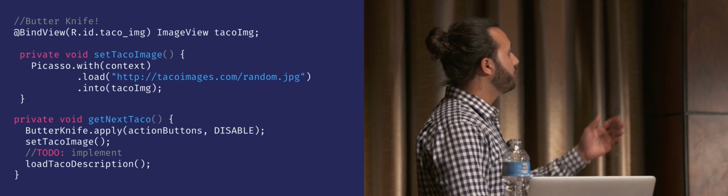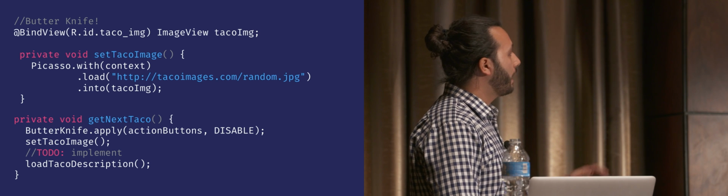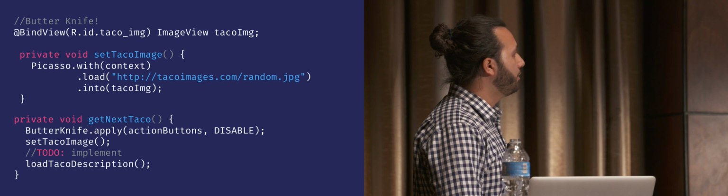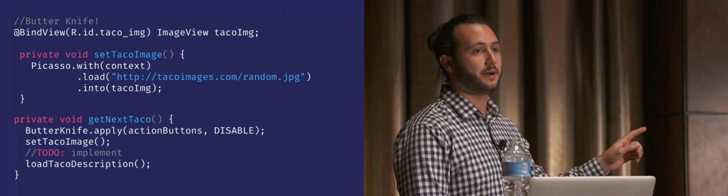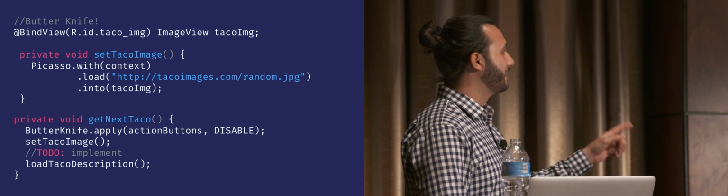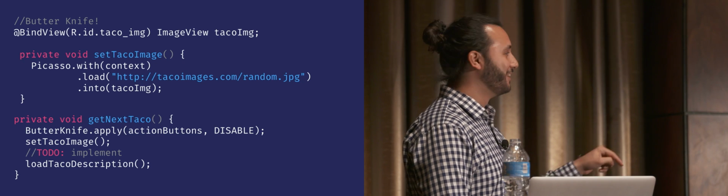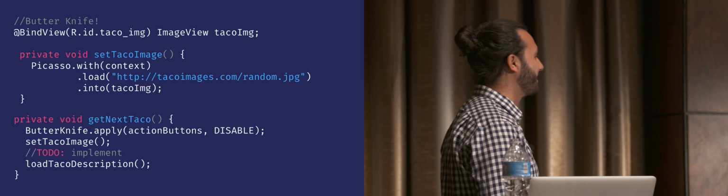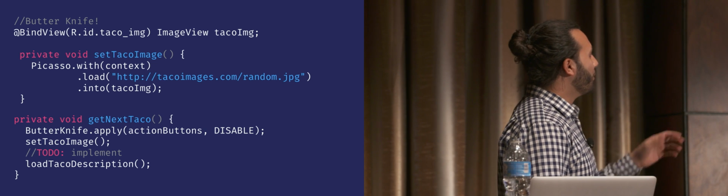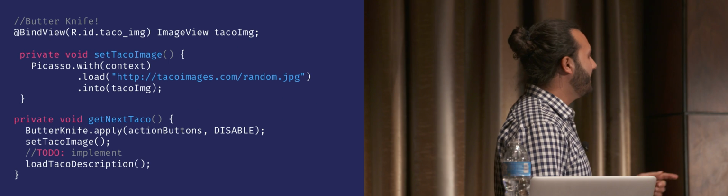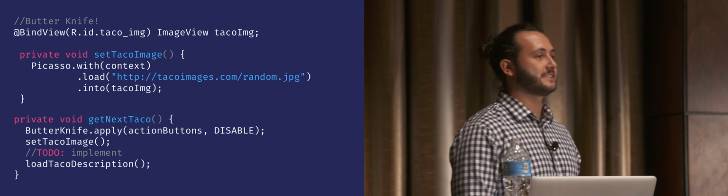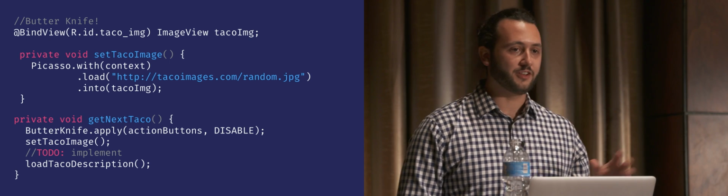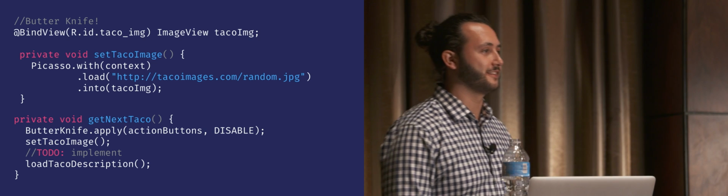This is how we might do it in our app. We might use Butter Knife to grab the image view and load that random taco. That is not a real URL, by the way, unless somebody makes that URL right now in this 45-minute hackathon. So this is how we're going to set the taco image. And now what we need to do is load the next taco description. This is where we're going to actually make the API call to get this taco.